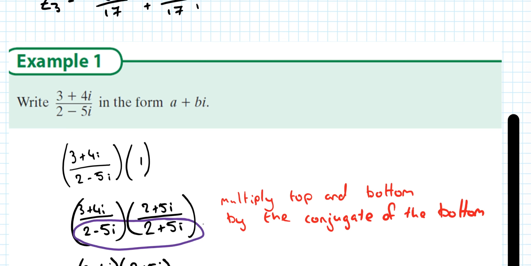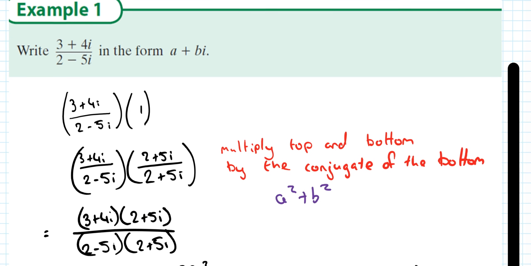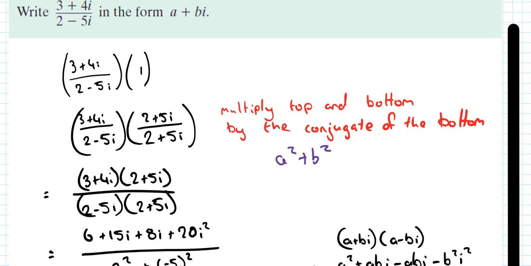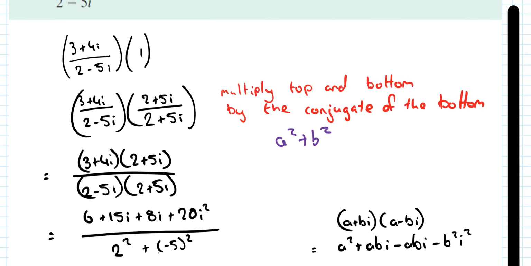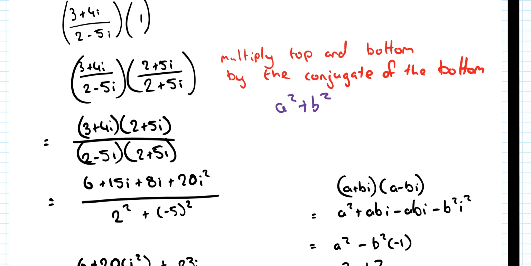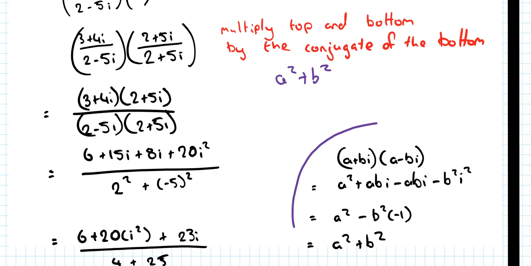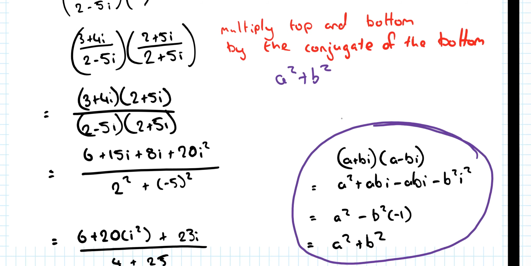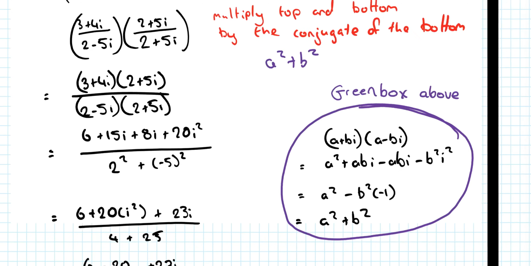What do I know about multiplying the bottom? It's a complex number by its conjugate. So I'm going to use a squared plus b squared. Okay, so top by top, bottom by bottom, fine. Multiplying out the top, the bottom, a squared plus b squared. Yeah, so this is just an explanation of what was earlier in the green box above, or earlier in the video, if you don't have this file.